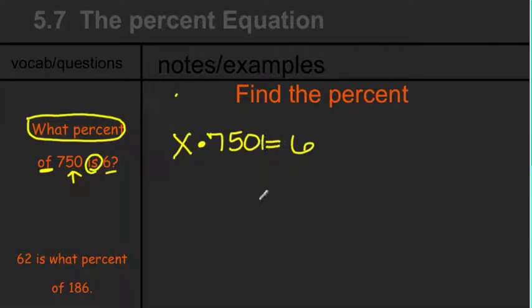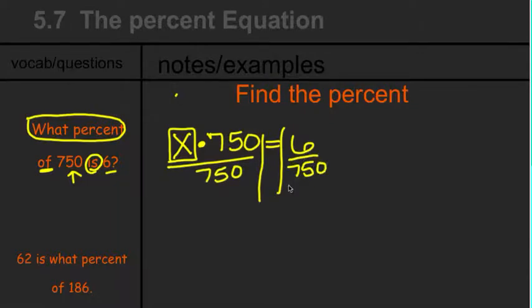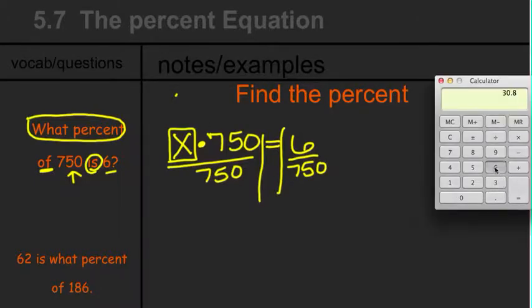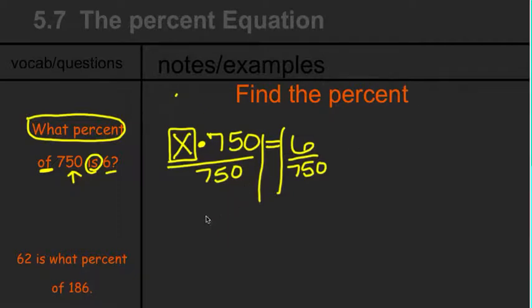That's right, railroad tracks. Solving for x. What's bothering x? 750. How? They're multiplying. What's the inverse? Divide. So I need to divide both sides by 750. 6 divided by 750 is 0.008. 0.008 equals x.